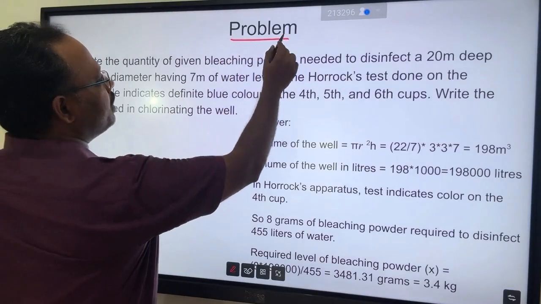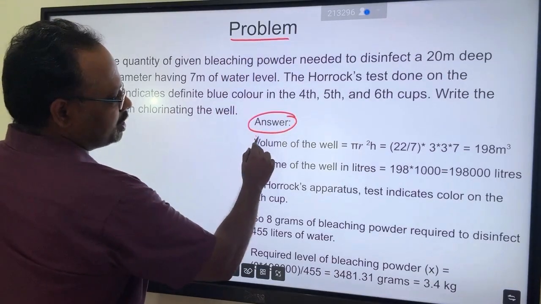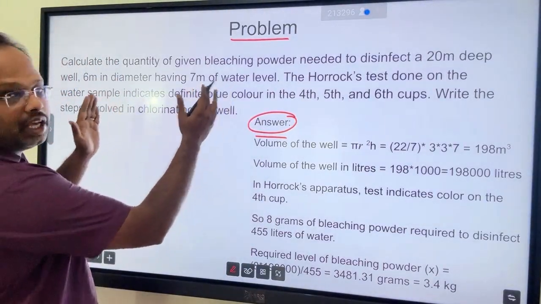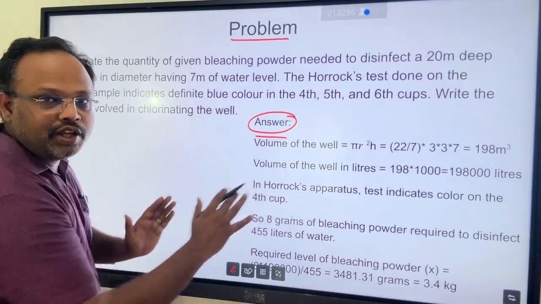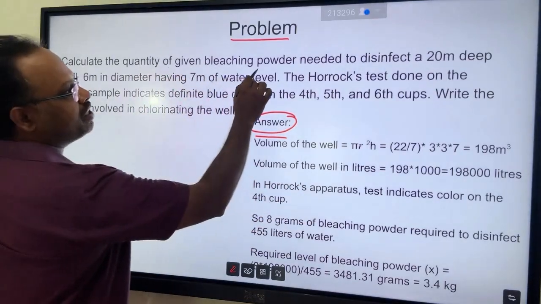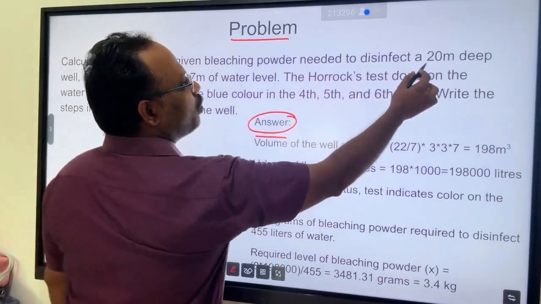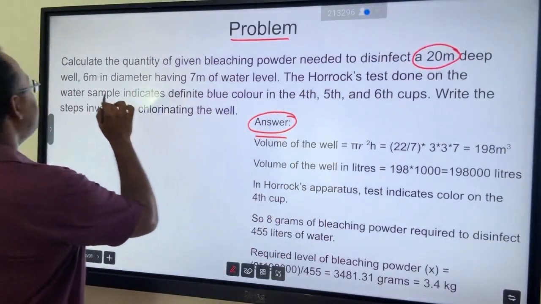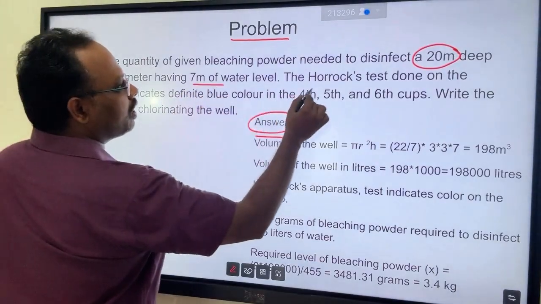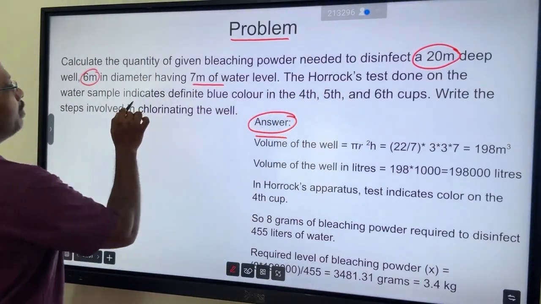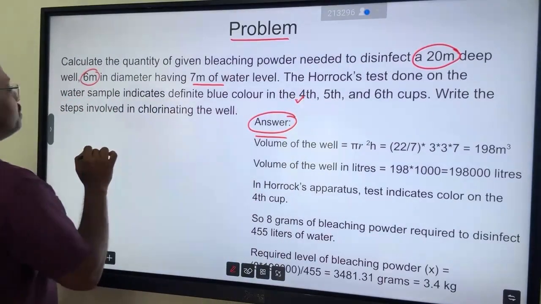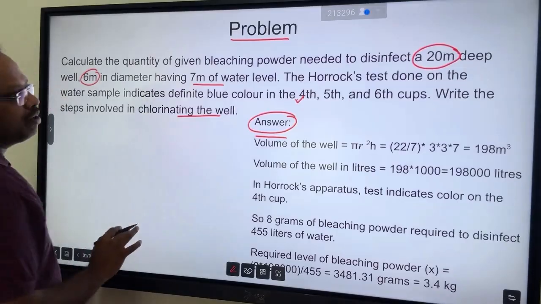Now we have the problem here. Don't look at the answer which is present here. I am going to read the problem and work it out, and finally we will look at the answer. The question is: calculate the quantity of bleaching powder needed to disinfect a 20-meter deep well, 6-meter diameter, with 7 meters of water level. The Horrocks test done on the water sample indicates blue color in the 4th cup onwards. Write the steps involved in chlorinating the well. So this will be your question.